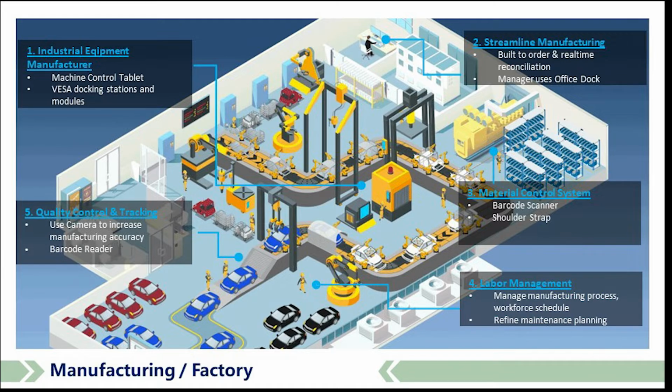So MCS issues commands to the various storage and transport equipment and tracks the material within the system. The same goes for labor management and quality control tracking. It will be easier to use the tablet to manage the whole process. We will increase manufacturing accuracy with the barcode scanner to improve traceability.